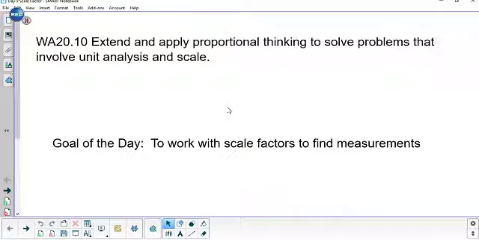In the lesson today, we are going to work with scale factors to find measurements. In the previous lesson, we learned what a scale factor was and how to find it. Today we're going to learn how we can use a scale factor to find a missing measurement.